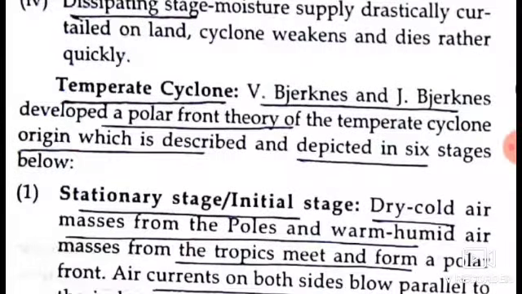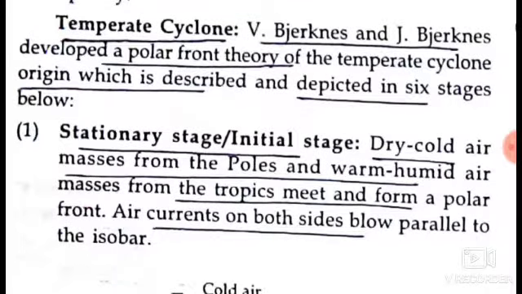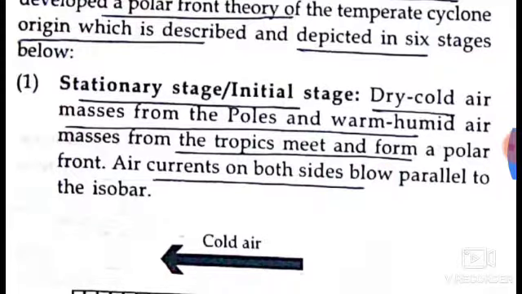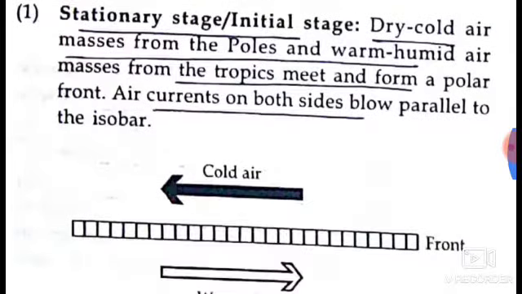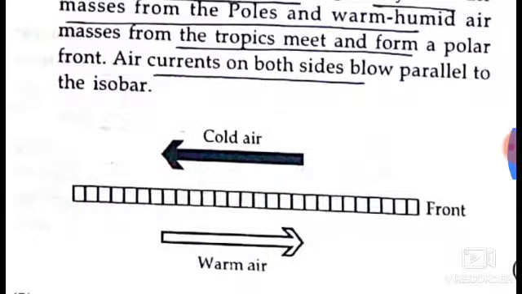Temperate cyclones. V. Bjerknes and J. Bjerknes developed a polar front theory of the temperate cyclone's origin, which is described and depicted in 6 stages below. Stationary stage or initial stage: dry cold air masses from the pole and warm humid air masses from the tropics meet and form a polar front. Air currents on both sides blow parallel to the isobars, so the front lies parallel to the isobars.